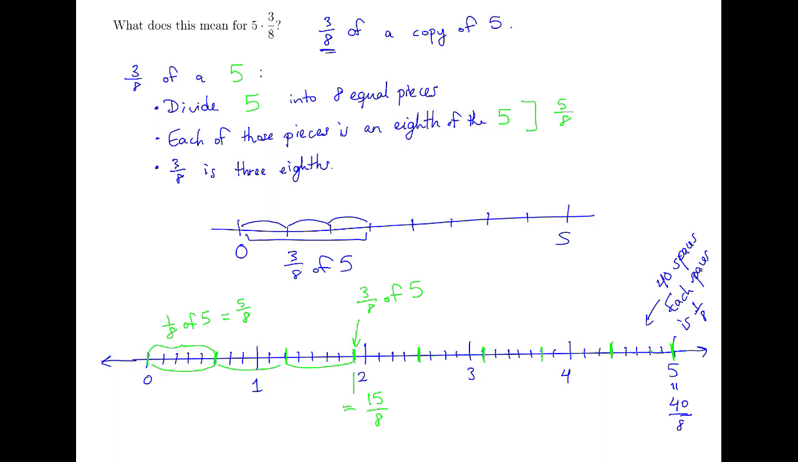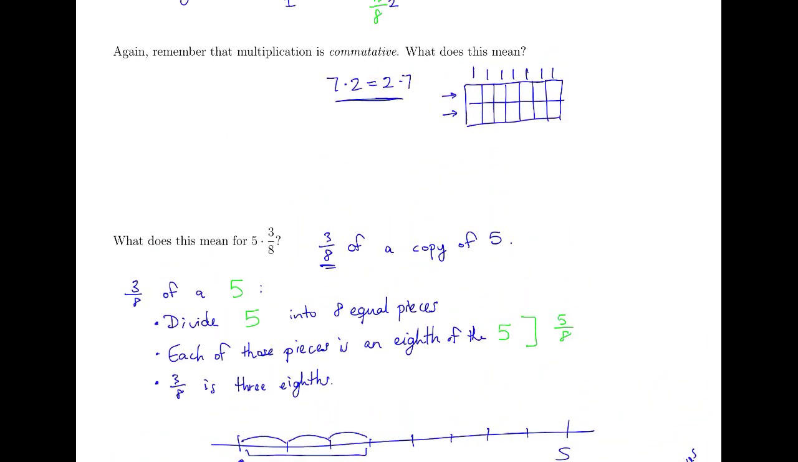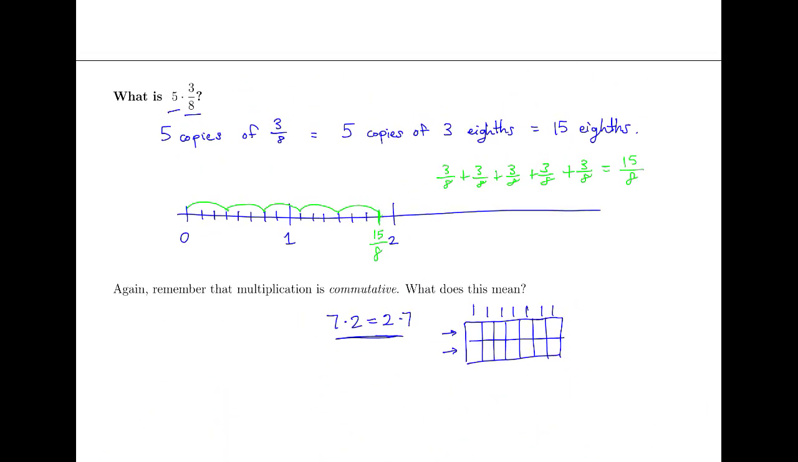Okay? I want you to notice, too, that this is kind of a funny thing. Previously, when we did 5 times 3/8, thinking of it as 5 copies of 3/8, what we were really doing is 5 copies of 3 copies of 1/8, which is the same as 15 copies of 1/8. Okay, we can see this as 5 times 3 copies of 1/8, which is 15/8.